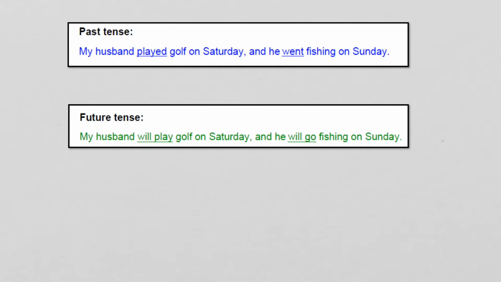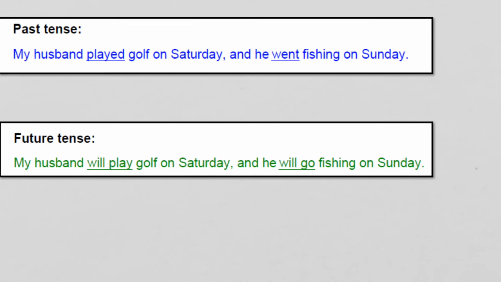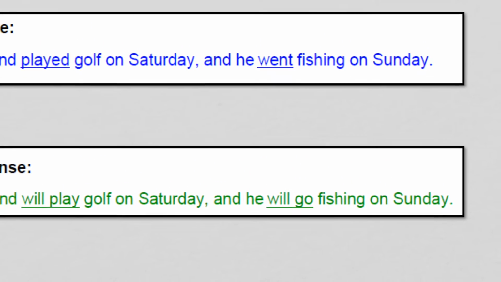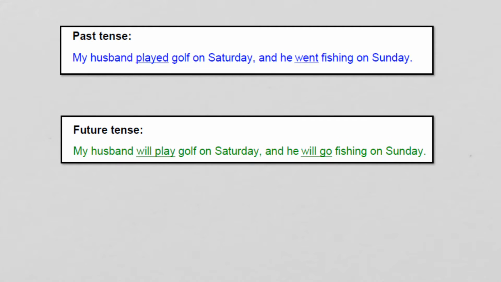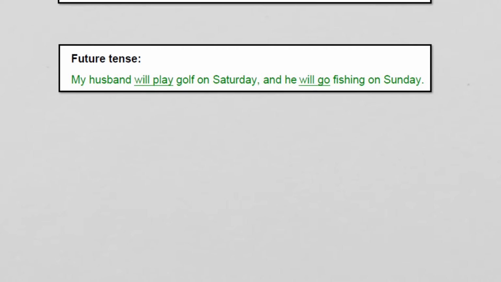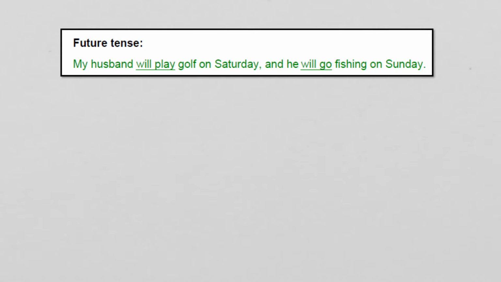In the past tense, my husband played golf on Saturday and he went fishing on Sunday. So you can see that played, right, the verb to play, that's a regular verb because it ends in ed. But this verb went, right, that's the verb to go, that's an irregular verb. And that was our third verb video, was on the verb to go. My husband played golf on Saturday and he went fishing on Sunday. So it can be pretty important to get to know those irregular verbs.